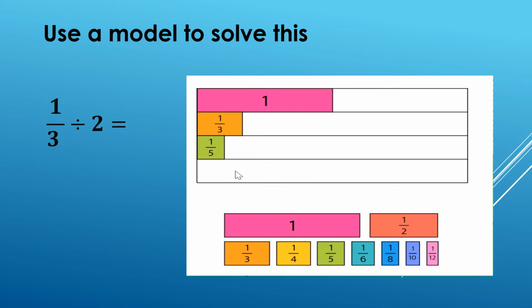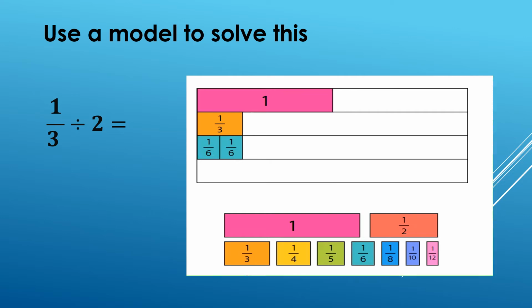Okay, 1 over 5, no, it's not working. What about 1 over 8? No, we said an equal share. No, that's wrong. I need to cut it into 2 pieces, right? So which fraction works? Okay, let's see, 1 over 6.